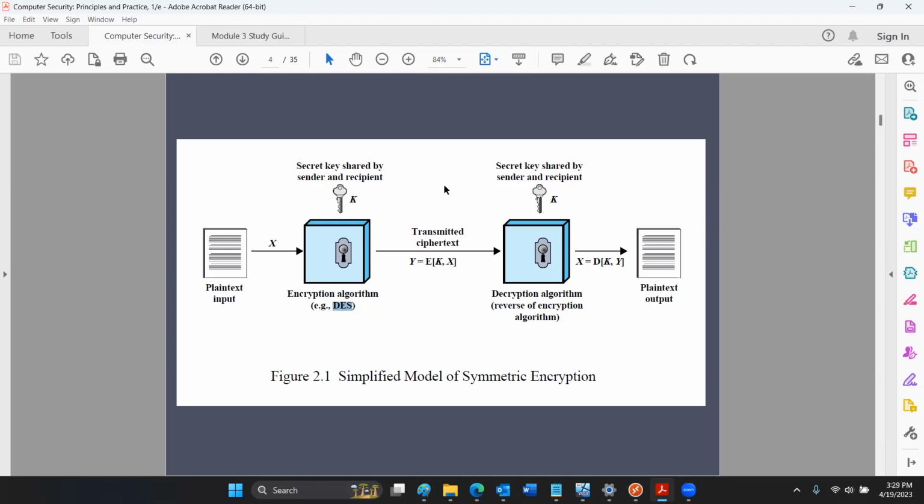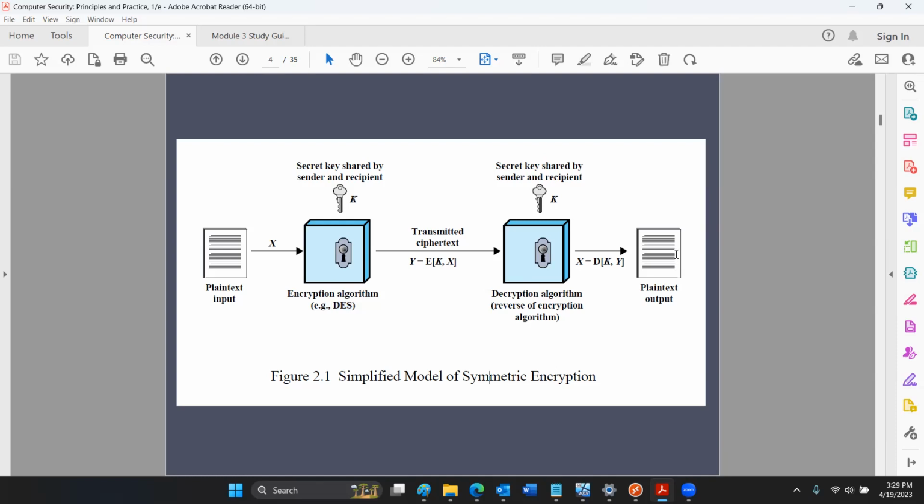So the key is the same on both ends. You have to have the key on the other end. You transmit the ciphertext so nobody can read your secrets. And then when it gets to the other end, the person that receives it uses the same key to unlock it to get the plain text back.